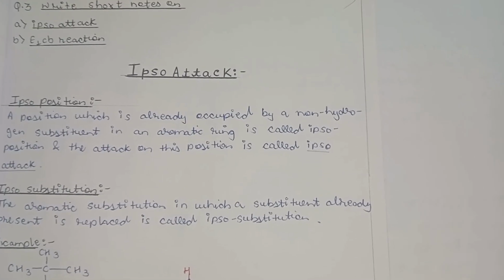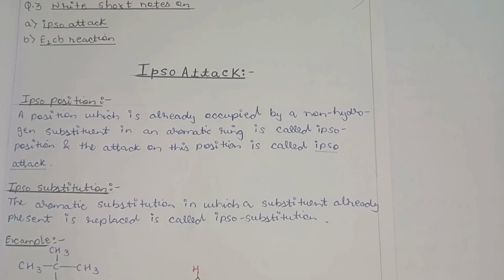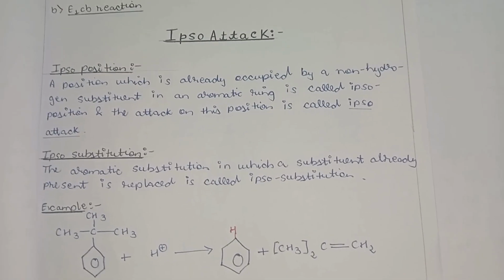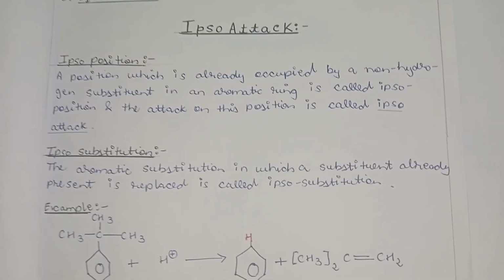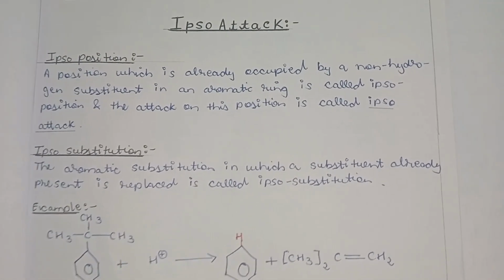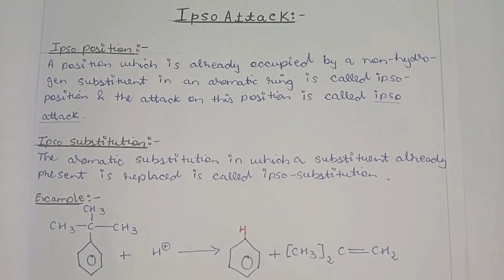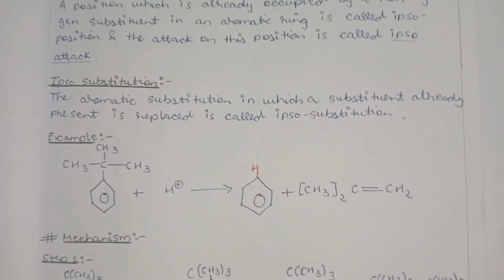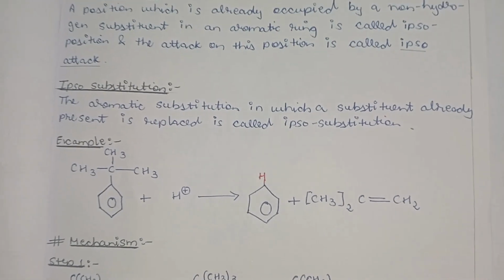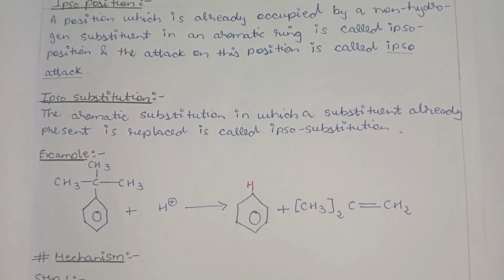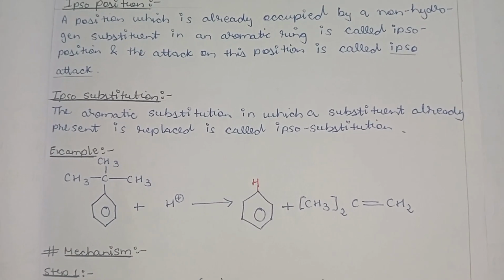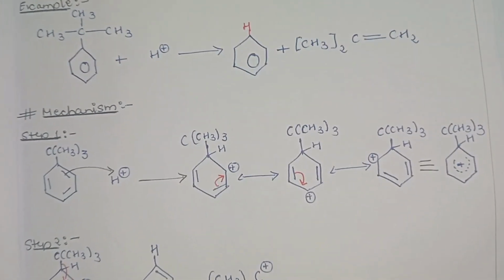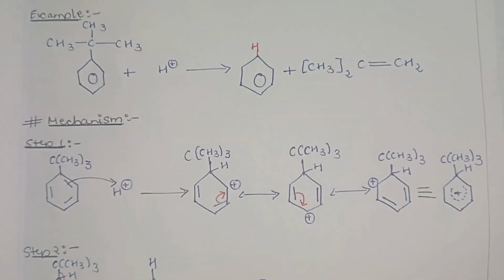This is the third question. Write short notes on ipso attack and E1CB reaction. Ipso attack. A position which is already occupied by a non-hydrogen substituent in an aromatic ring is called ipso position, and the attack on this position is called ipso attack. Ipso substitution. The aromatic substitution in which a substituent already present is replaced is called ipso substitution. This is the example, and this is the mechanism of ipso attack.